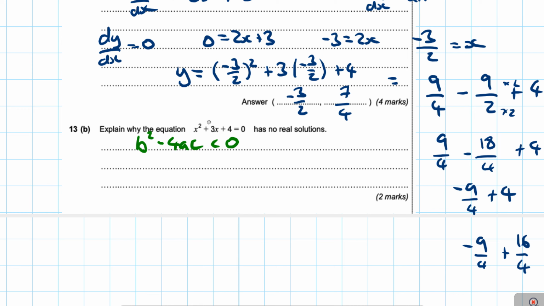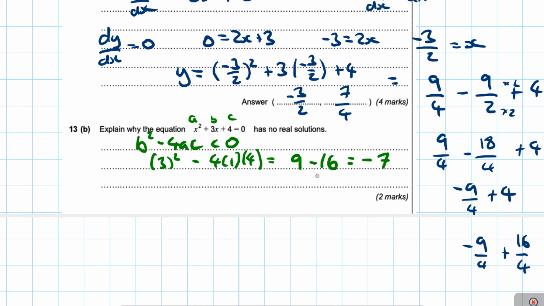So again, A, B, and C are the coefficients. Essentially, A is the coefficient of x squared, B is the coefficient of x, so the number in front of it, and C is just 4. So we plug this in, it's going to be 3 squared minus 4 times 1 times 4, which is equal to 9 minus 16, which is equal to minus 7.